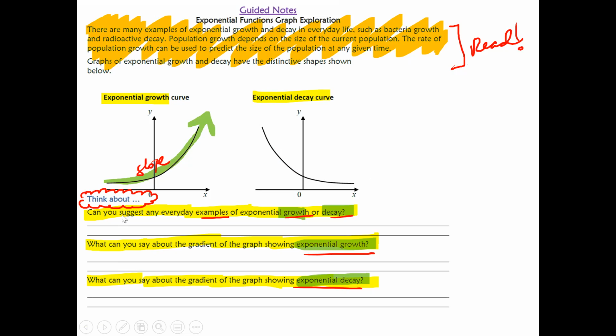So before we get started, I have 3 questions for you that I want you to reflect on and write down. Number 1, can you suggest any everyday examples of exponential growth or decay? Maybe come up with 2 or 3. Number 2, what can you say about the gradient of the graph shown in exponential decay? And when I say gradient, I'm talking about the slope, like the curve. And next, what can you say about the gradient of the graph shown of exponential growth, or vice versa? So pause the video and go ahead and answer the following 3 questions.